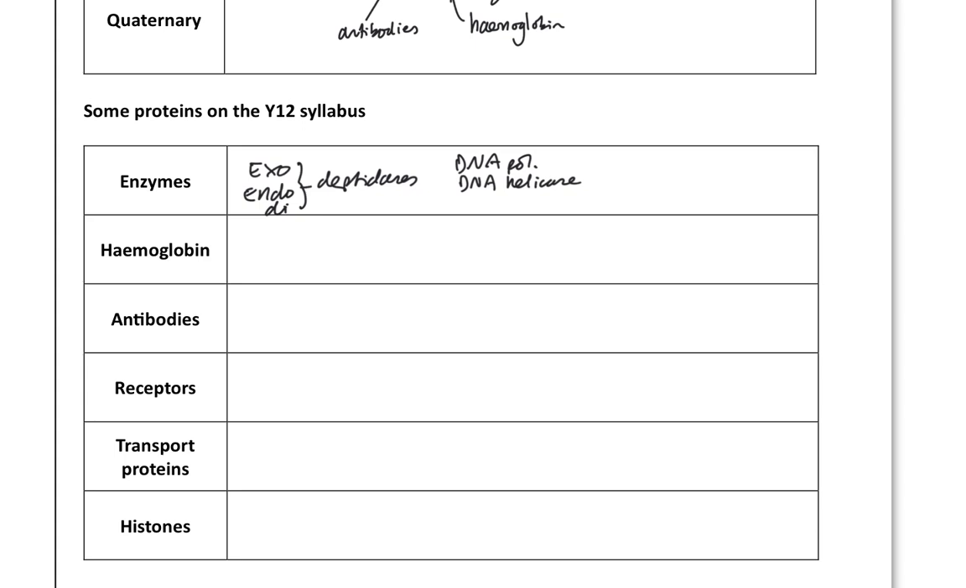So exopeptidases, all these peptidases, they hydrolyze peptide bonds. DNA helicase breaks hydrogen bonds. It doesn't hydrolyze them. It just breaks them like a wedge. And then DNA polymerase, that's the phosphodiester bond forming enzyme.